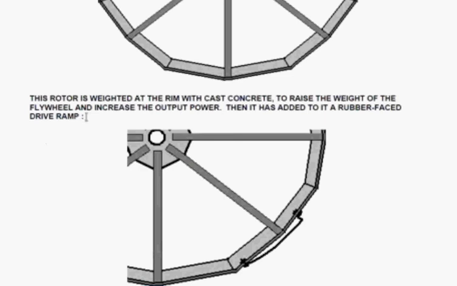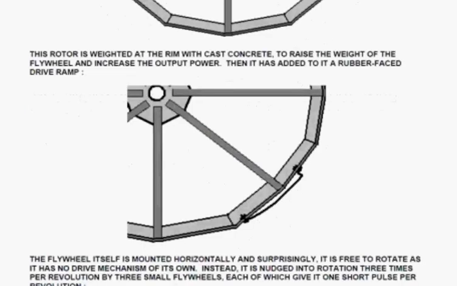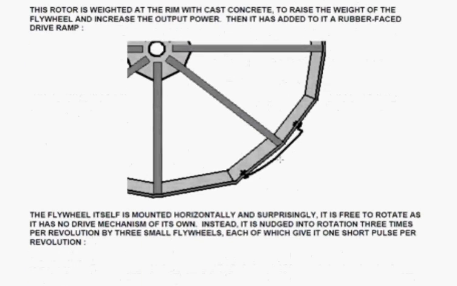Right. This rotor is also weighted at the outside edge with concrete, which I haven't shown. But the cunning bit is it has a drive strip here. And the drive strip sticks out beyond the rim of the wheel. Now, this wheel is mounted horizontally, and surprisingly, it's just free to rotate. It doesn't have any form of drive other than this drive strip.